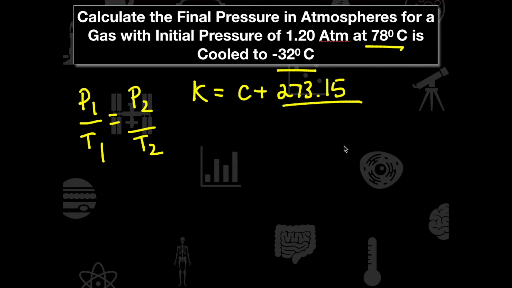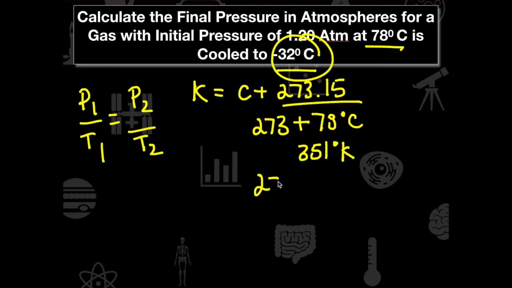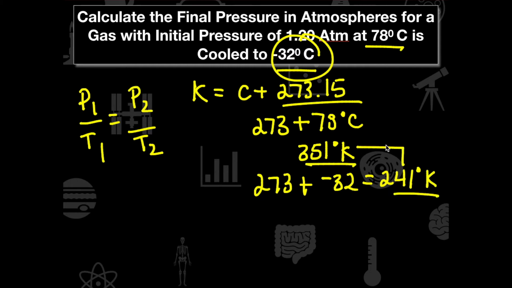So if we go through and do this, we need to convert 78 degrees Celsius into Kelvin. So we're going to do 273, and we are going to add that to 78 degrees Celsius, so plus 78. We'll get a final answer of 351 degrees Kelvin. Then down here, negative 32 degrees Celsius, we're going to do 273 plus negative 32. So minus 32, we're going to get a final value of 241 degrees Kelvin here. So here are our Kelvin temperatures.